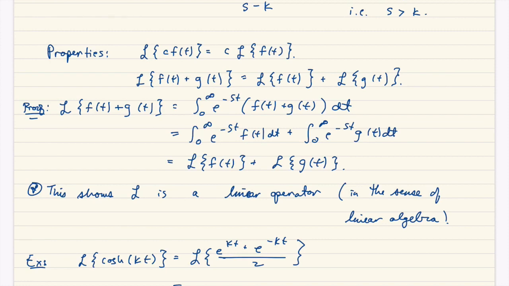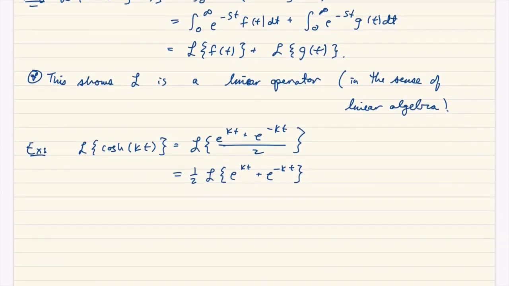I can just use the facts that we just talked about for the Laplace transform. I can bring the 1/2 out, so this is 1/2 times the quantity e to the kt plus e to the negative kt. You bring that 1/2 constant out, and you're left with the Laplace transform of e to the kt plus e to the negative kt. Then we can use our second property, that the Laplace transform is additive.